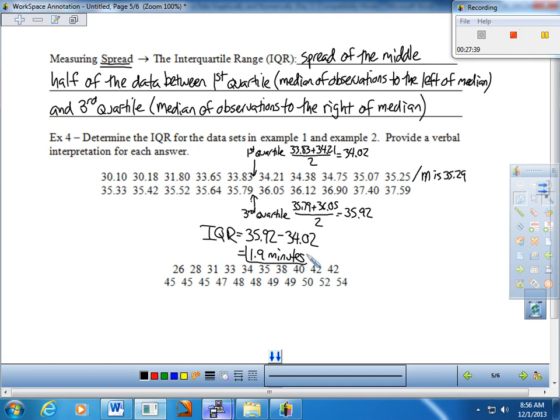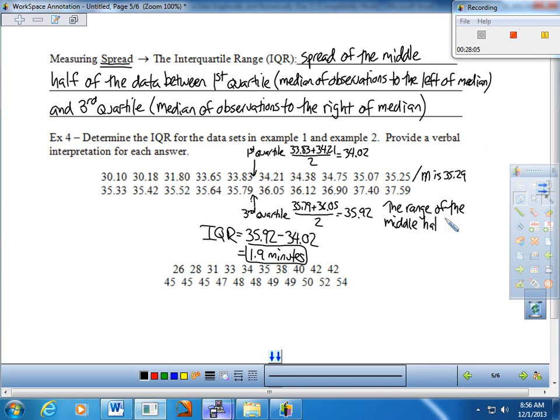Okay, I'm going to box that on up. And remember, it did say provide a verbal interpretation for each answer. So I'm going to go ahead and put this in place as well. And I guess this is what I would say when we talk about the variability, sort of the range or the spread of the values. So the range of the middle half.